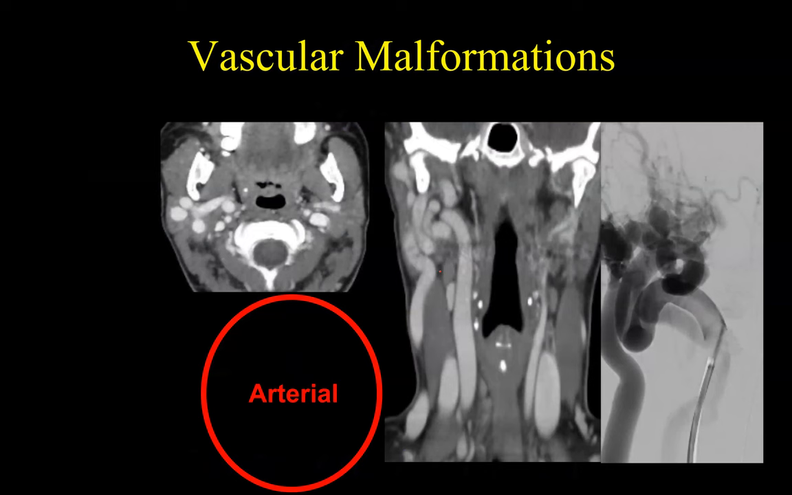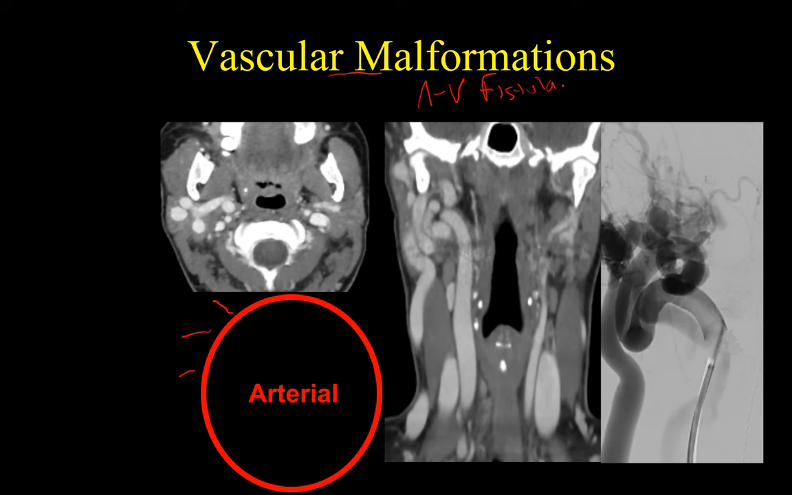So the next Olympic ring that we'll talk about is the classic arterial malformation. Now, I specifically say arterial malformation for a reason. And that is a true arterial malformation, when we talk about vascular malformation, is actually an arteriovenous fistula. So it's not an arteriovenous malformation, but it's actually an arteriovenous fistula. So these are pretty rare to see in the head and neck.